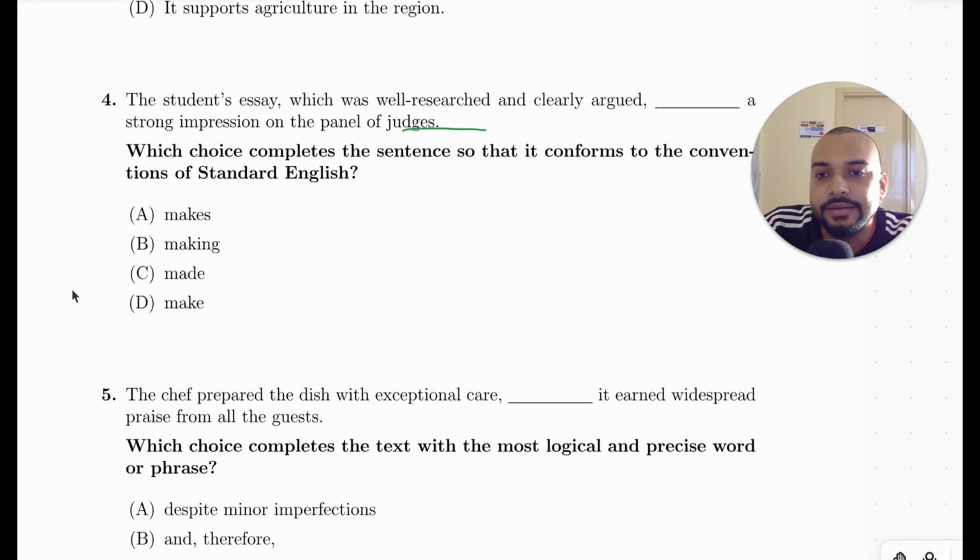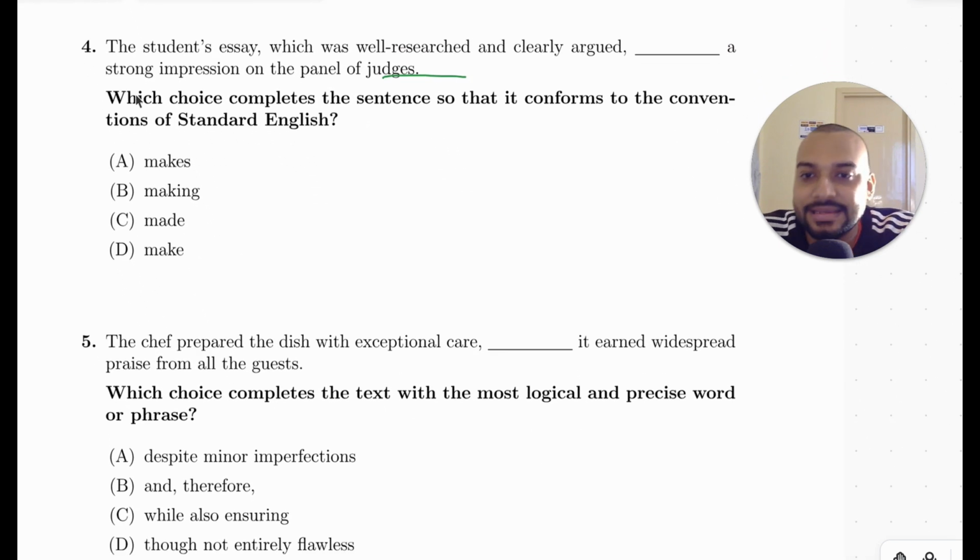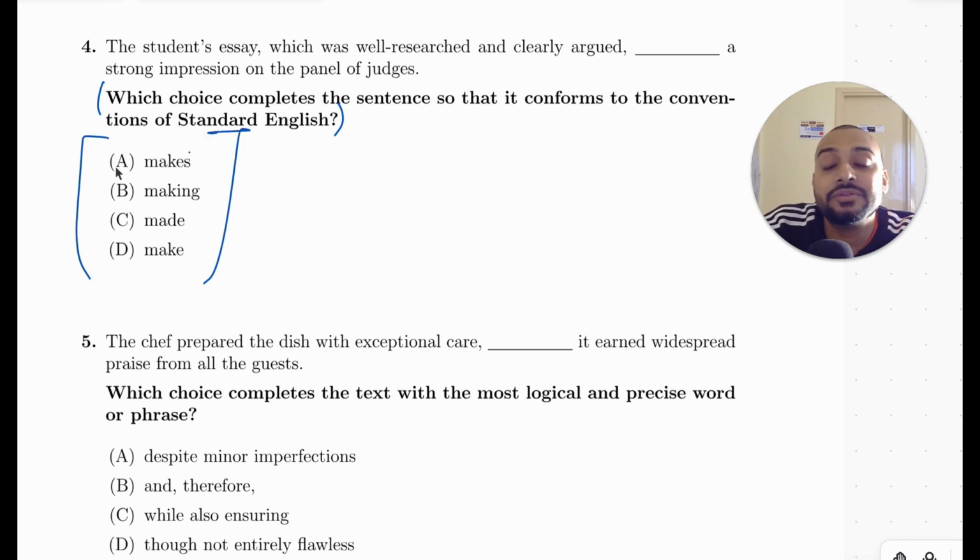Okay. Question number 4. The student's essay, which was well researched and clearly argued, dash a strong impression on the panel of judges. Okay, we forgot to read the instruction. Which choice completes the sentence so that it conforms to the conventions of standard English? So we need to fill the blank according to the conventions of standard English. Whenever you see these kinds of options, it becomes pretty obvious that the verb is going to be the same. The verb is make here, and there are different verb tenses of the same word, as well as a difference in singularity and plurality.